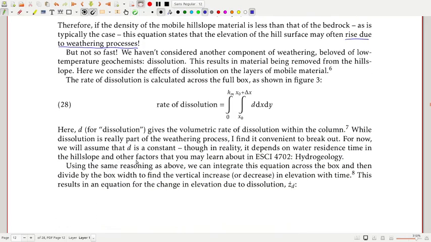So it's going from 0 to h sub m, and then from x naught to x naught plus delta x. Not a delta. There we go. This D here is italicized, and this is going to be our term for dissolution. We're integrating it over the entire area because that's the area on which it acts.